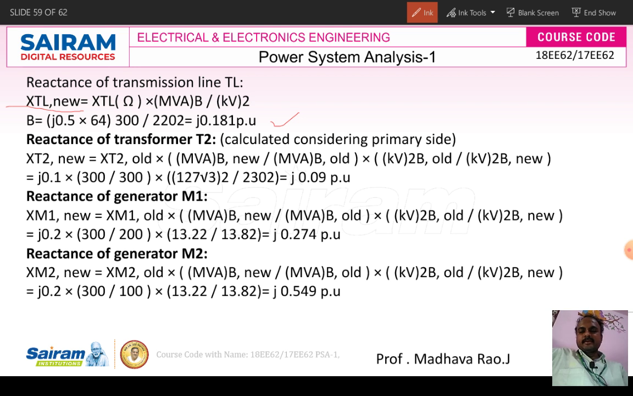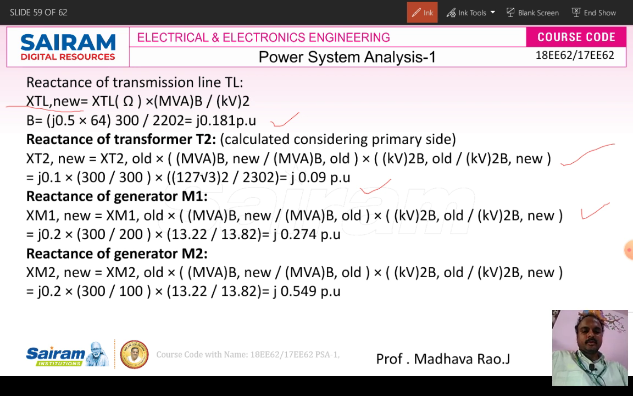On the primary side, using the standard formula, we get the reactance of the transformer as j0.09 per unit. And for the motor, using the standard formula, Xm1 new is equal to Xm1 old into MVAb new by MVAb old into kVb old squared by kVb new squared. So these are the standard formulas.